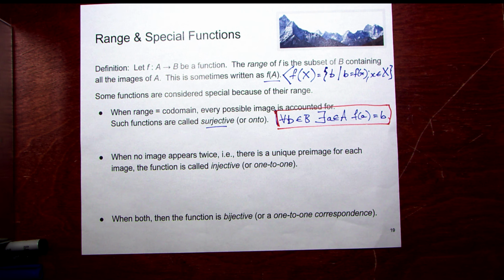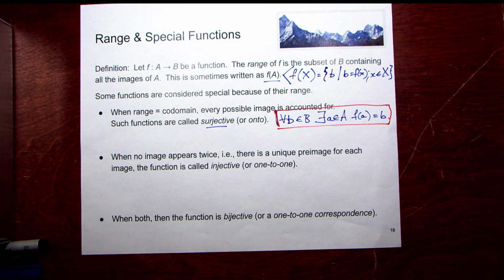Okay, let's look at the second one. In the second case, no image appears twice. That means that we don't have a situation, if we're looking at it diagrammatically, where there are 2 arrows pointing to the same item. So there must be a unique pre-image for each image.